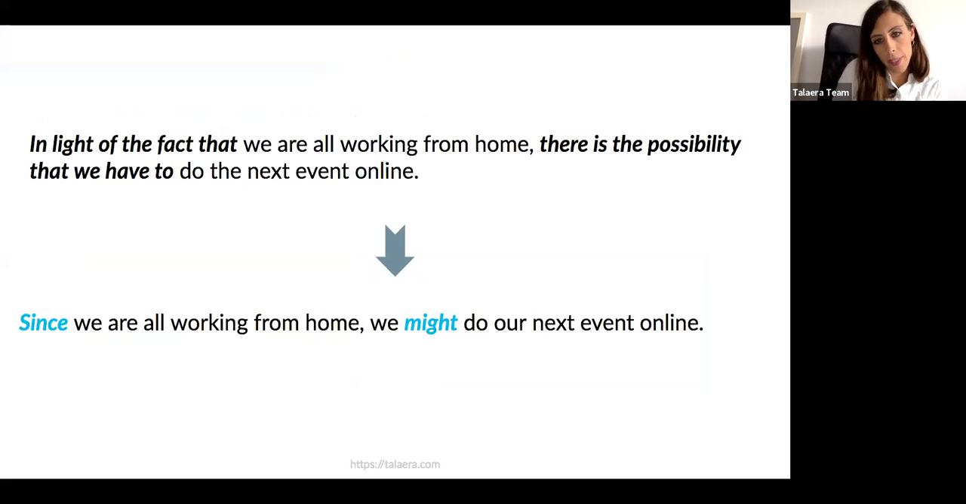So if you look at these two examples, we have on top, "In light of the fact that we're all working from home, there is the possibility that we have to do the next event online." If you say the one below, "Since we're all working from home, we might do our next event online," you're given the same information, but with fewer words, and that's the whole point.